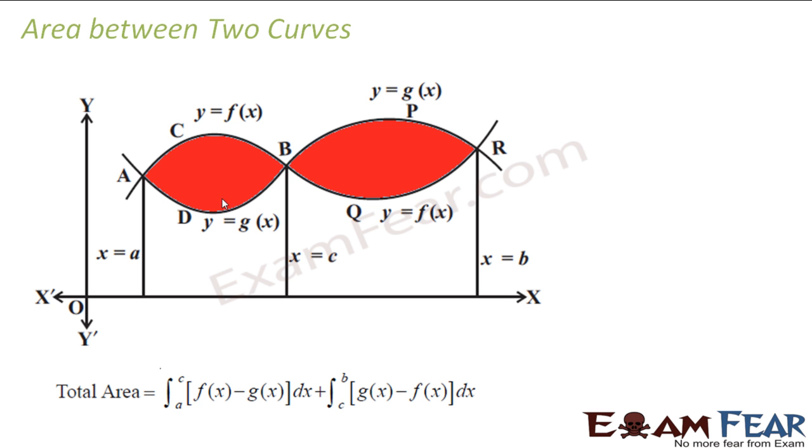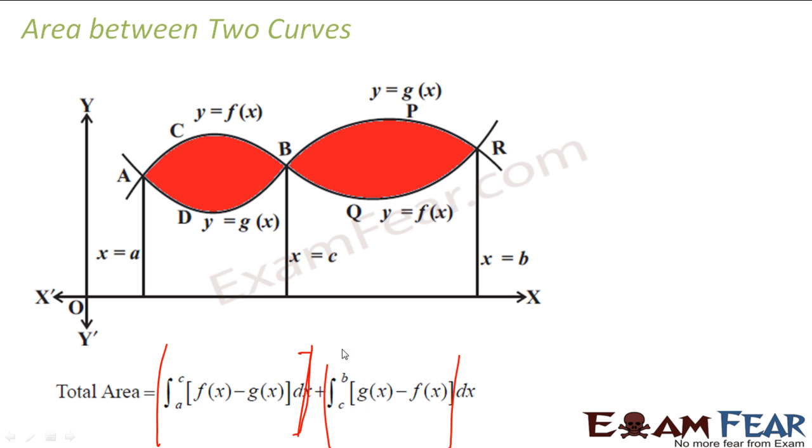Here what we do is find this area separately, and then we add. Here I am taking g(x) minus f(x), because this guy is g(x). You don't worry about all this. In your exam, you can divide the region into small pockets and take the mod of each area, because area is always positive. You don't worry about the signs also.